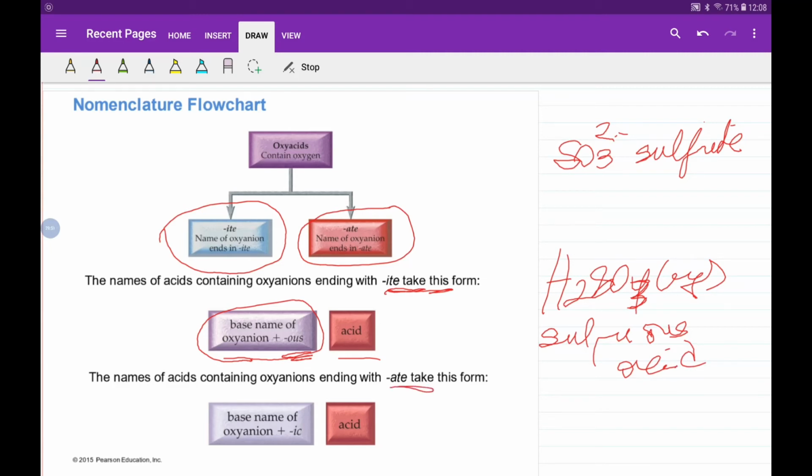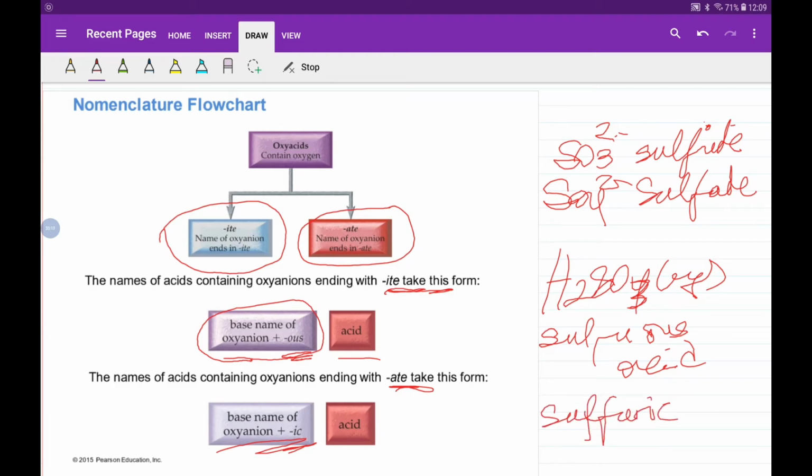If the name ends with ATE, so if I had SO4 2 minus, it is sulfate, not sulfite, it's sulfate, then the name will end with ic instead. So instead of sulfurous acid, it's sulfuric acid.